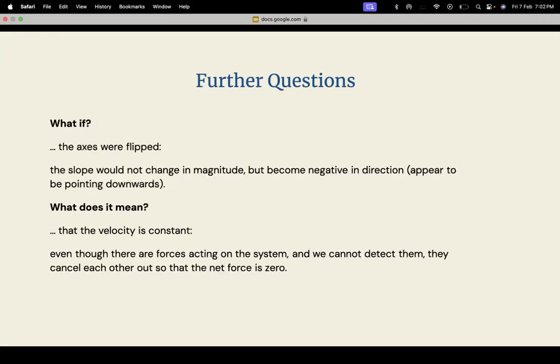For further questions, we could ask, what if the axes were flipped? If the axes were flipped, the slope would not change in magnitude, but only become negative in direction and appear to be pointing downwards. This means that the velocity is constant. Even though there are forces acting on the system and we cannot detect them, they cancel each other out, so the net force is zero.